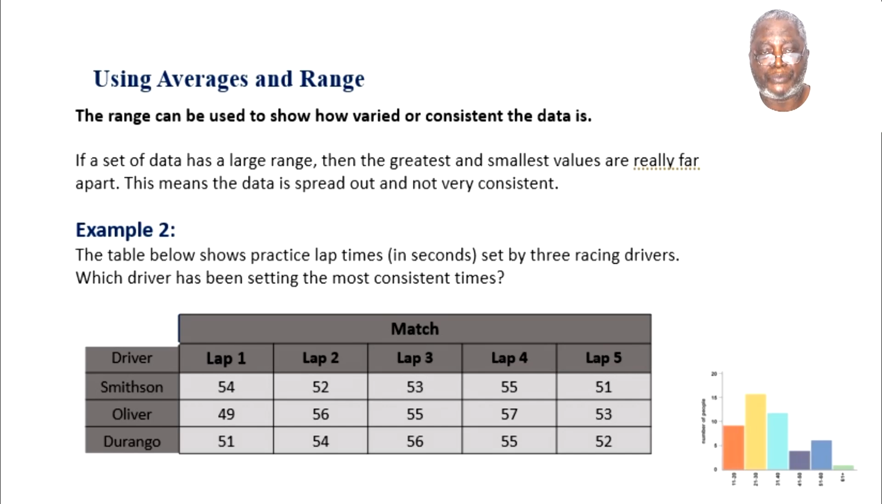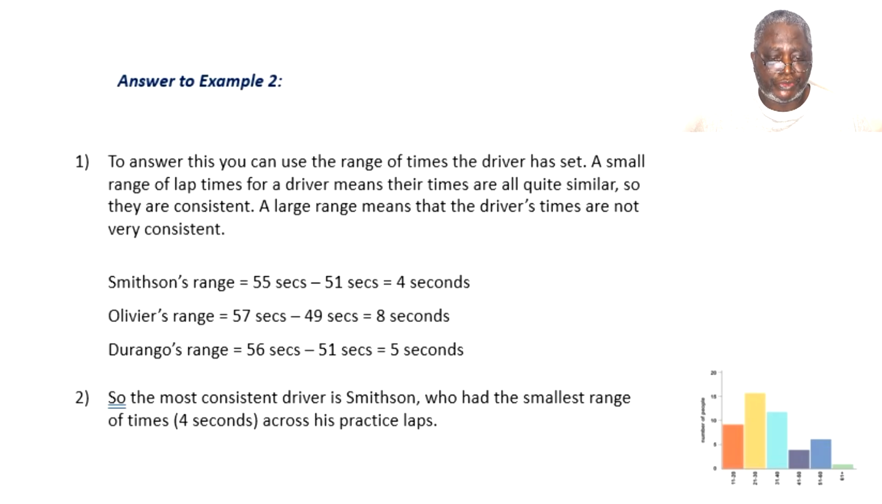So how do we compare who has made very good progress? To answer this, you can use the range of times the driver has set. A small range of lap times for a driver means the times are all quite similar, so they are consistent. A large range means that the driver's times are not really very consistent.